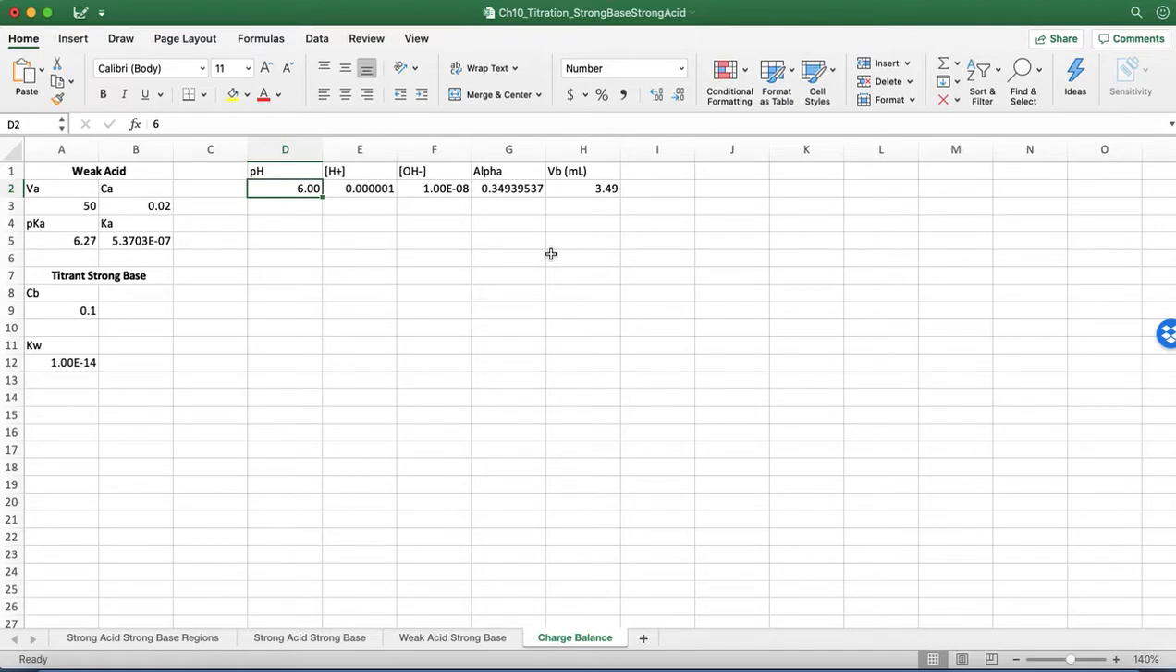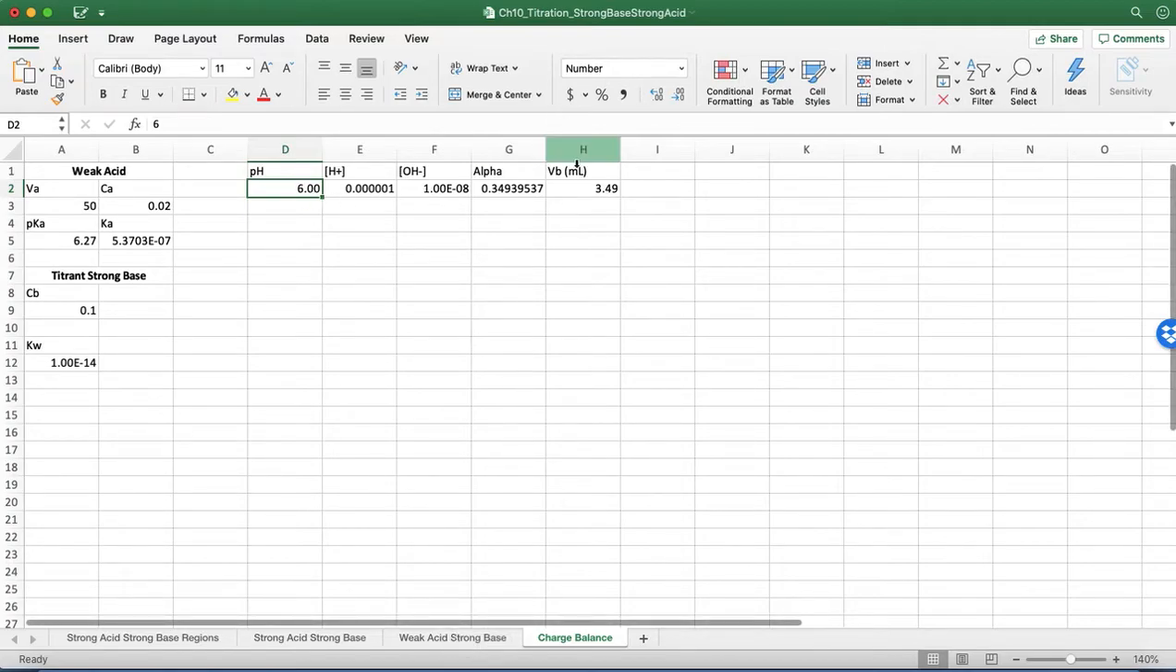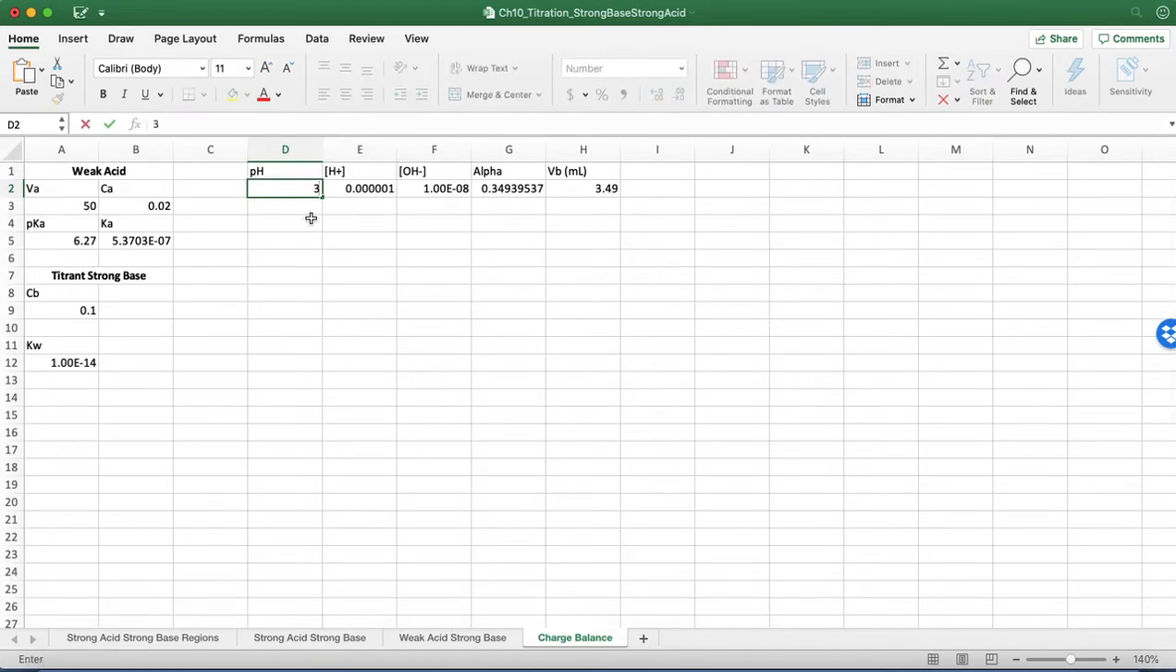Figure 10.10 shows their spreadsheet, and they have the additional factor of phi in there. Ours is pretty simple. Now, remember, pH is the input, and volume is the output. So if we change the pH to 3, we get a negative volume, which doesn't make sense. You could play around with this and see where 0 starts.